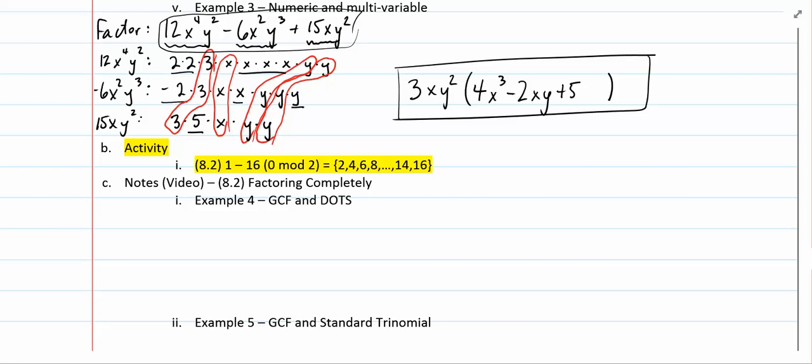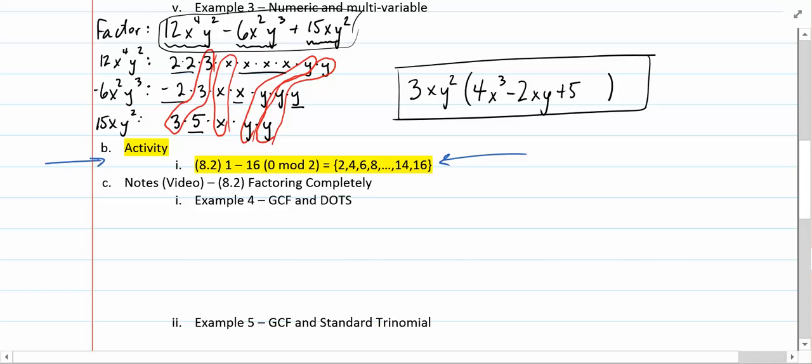We have two sets of homework problems to complete tonight, and following this first part of the video, these are the problems that you need to complete to go along with them. Each of these problems will be examples of factoring numeric and multivariable GCFs.